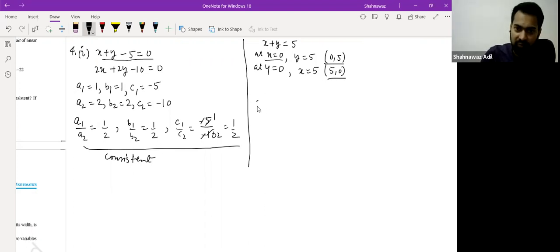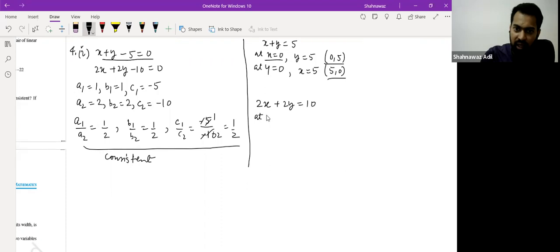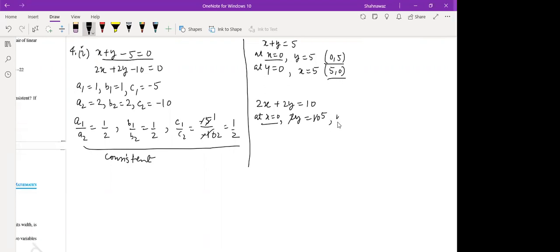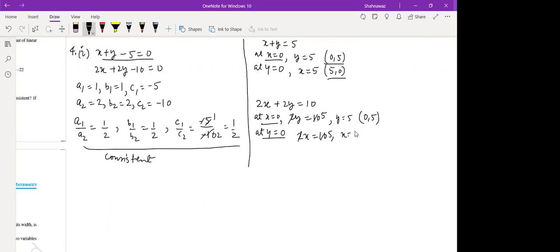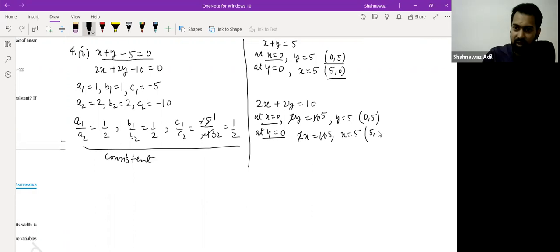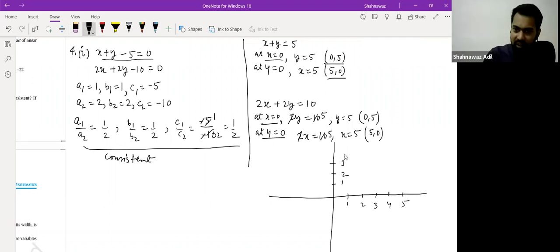And for this equation, 2x + 2y = 10. At x = 0, 2y is 10, so y is 5, so this is (0, 5). At y = 0, 2x is 10, so again x is 5. So we see that these are the same points, right? Yes. So if we draw the graph, 1, 2, 3, 4, 5, it will be in the same line.